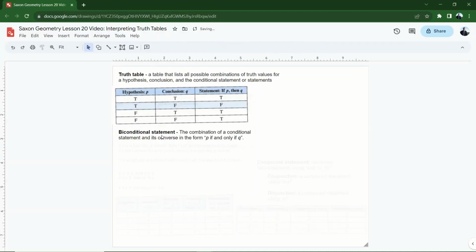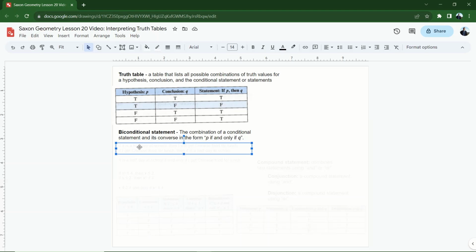We have to define one more term. That's a biconditional statement. A biconditional statement is a combination of a conditional statement and its converse. And we can state it a special way. So if a conditional statement and its converse are put together, we say P, the first statement, if and only if Q. Let me give you an example.